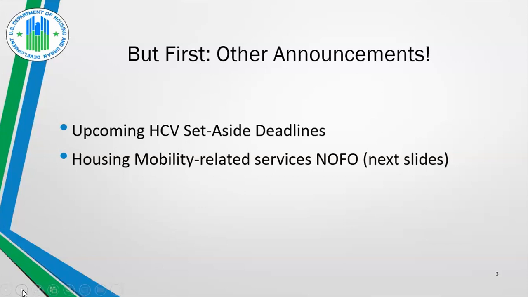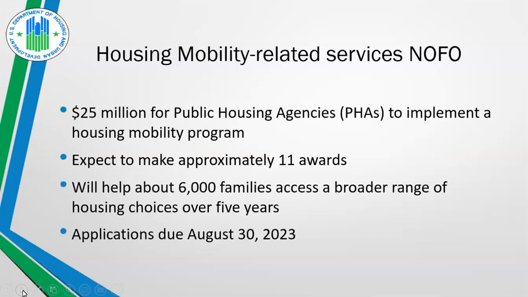The second announcement is a NOFO on the housing mobility side. We're going to hand it to Molly. Great. We just wanted to quickly announce that HUD recently announced that there are new funds available to support housing mobility programs through a new NOFO. This NOFO will make up to $25 million available for PHAs that administer HCV programs. Applications are due August 30th. Through this NOFO, we expect to make about 11 total awards, and the PHAs will administer their programs for about five full years. We anticipate that over 6,000 families will be able to participate and receive supports accessing a much broader range of neighborhoods.